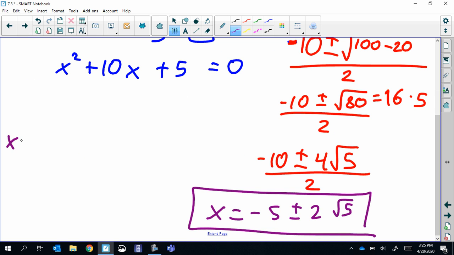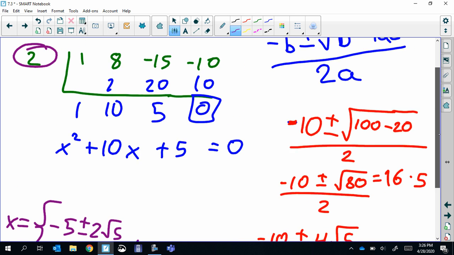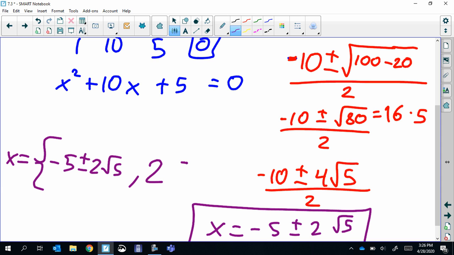Again, we can put these together. You can write these the same way, plus or minus 2 square root of 5. You don't have to pull it apart. You don't need to separate it to the plus and the minus separately. What was our other number? 2. And we can put the 2 there. That's okay to do it just like that.